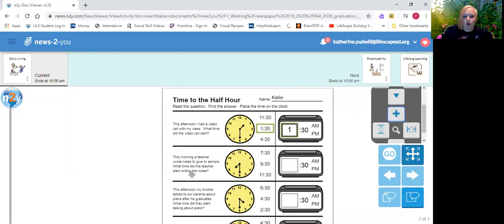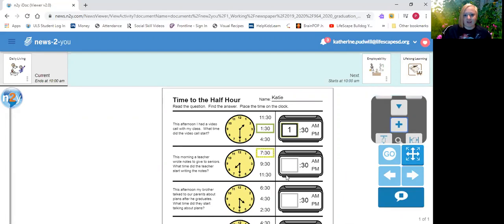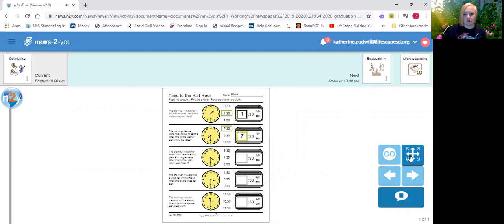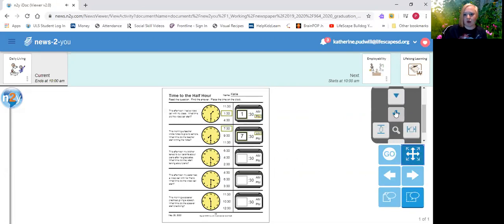This morning, a teacher wrote notes to give to seniors. What time did the teacher start writing the notes? First, we'll look at the shorthand, and it's between the 7 and the 8, and the long hand is on the 6, so we know that it is 7:30. 7:30, and I didn't mark AM. AM means morning, and if it's afternoon, we'll put PM. All right, we'll do one more.